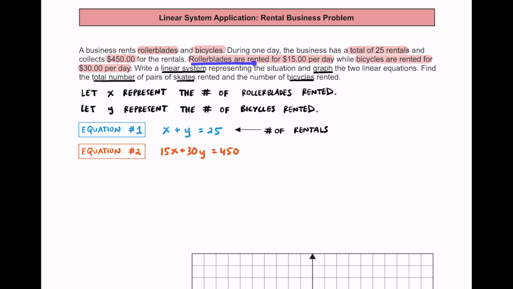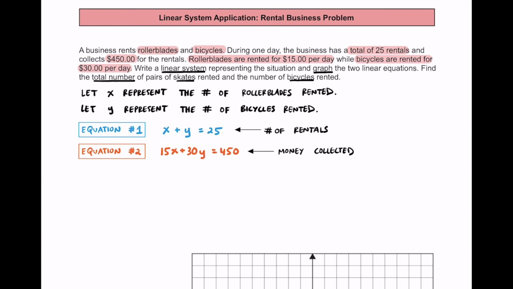Since the rollerblades were being rented for $15 per day, we would multiply 15 times however many rollerblades were rented. Then the bicycles were being rented for $30 per day, so we would multiply 30 times y, which represents the number of bicycles rented, and these two added together should get us $450 in total, which is the total amount of money they made from all of these rentals. This equation represents the money that was collected from all of these rentals for the day.